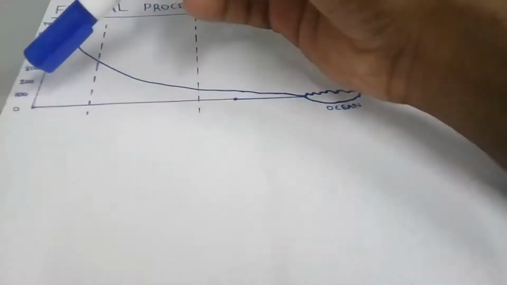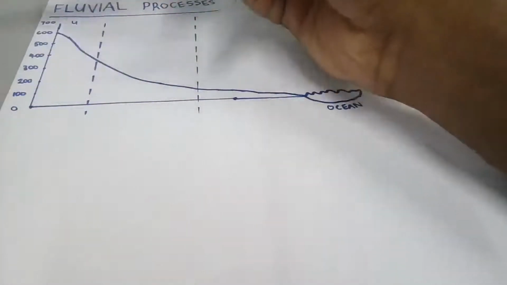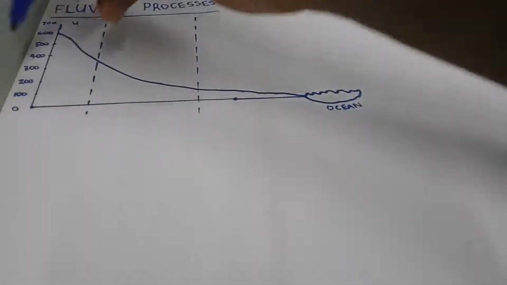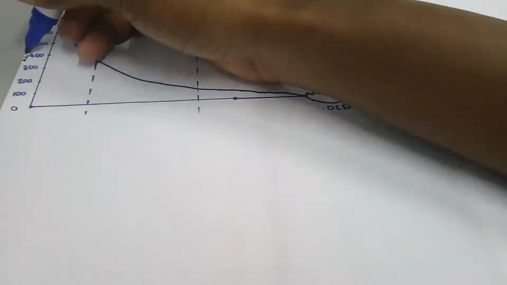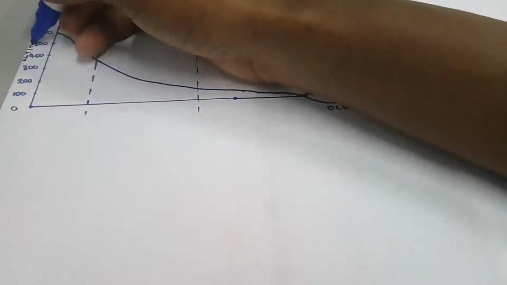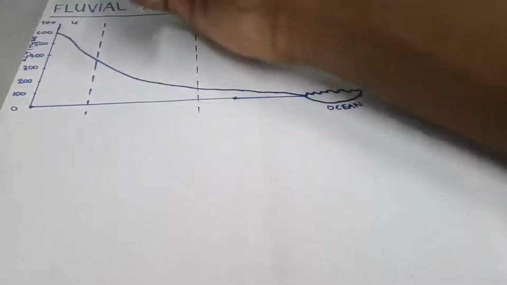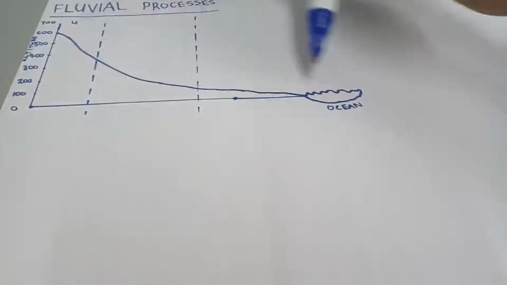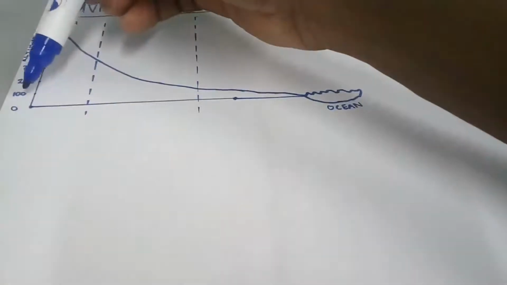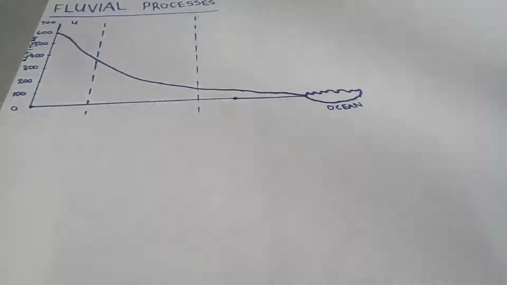This is the height above sea level. This is the altitude. The altitude is 0 where you find the ocean, going up to 700 meters.